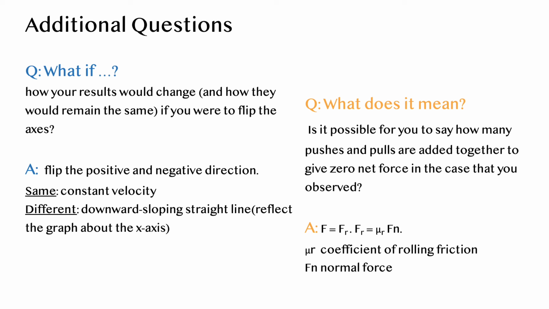And the second question is: can you calculate how many pushes and pulls to add in order to give a zero net force? In order to give a zero net force, the force I exerted must be equal to the frictional force, and the rolling friction force is equal to the coefficient of rolling friction multiplied by the normal force. Since the normal force in this case is the weight of the ping pong ball, if I know the coefficient, I can know the frictional force.